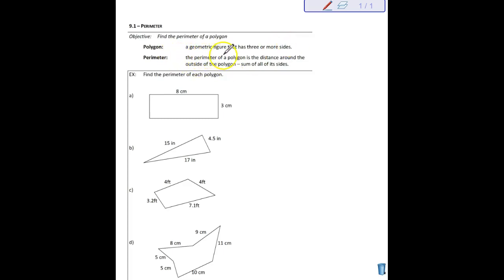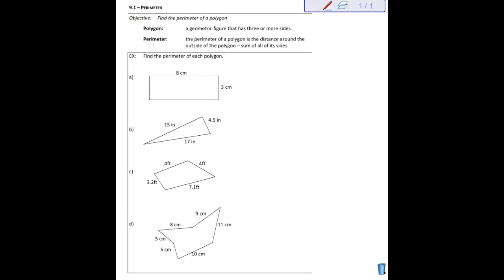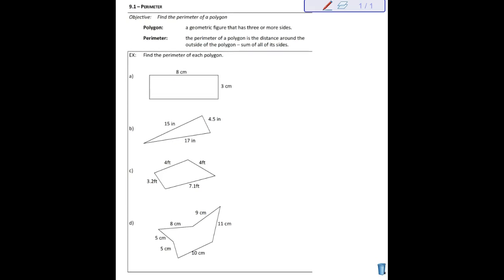And the perimeter of a polygon is the distance around the outside. So we have to sum all of the sides together. So we're going to add up all those sides in order to figure out the perimeter of the polygon. And what I'm looking at here with this rectangle is, if I start here and were to walk all the way around the outside of this polygon, what would the total distance be?